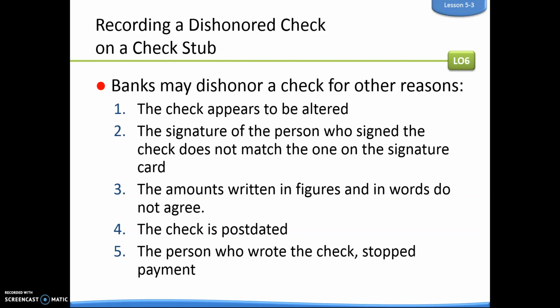Again, if the check is post-dated, meaning it's written for a date in the future, or if the person who wrote the check had to stop payment. All that means is that the person that wrote the check decided to put a stop payment on it.